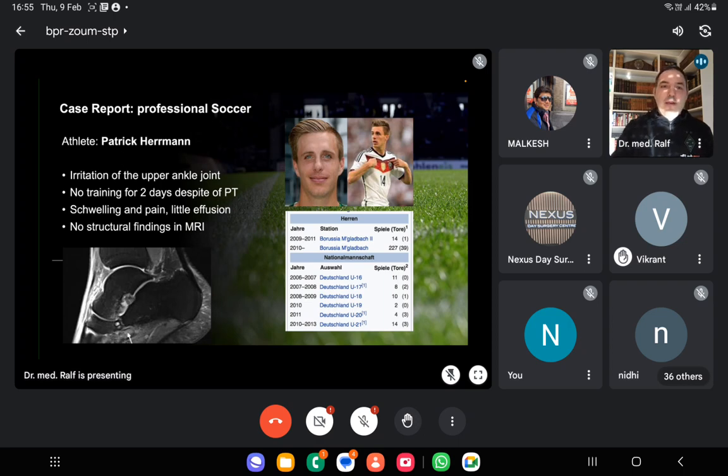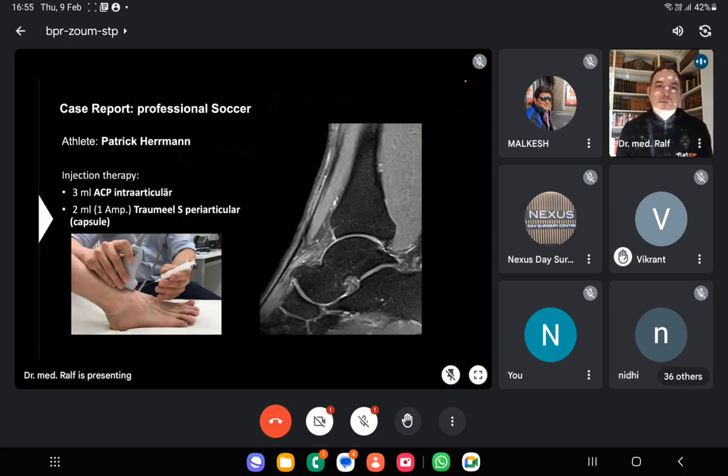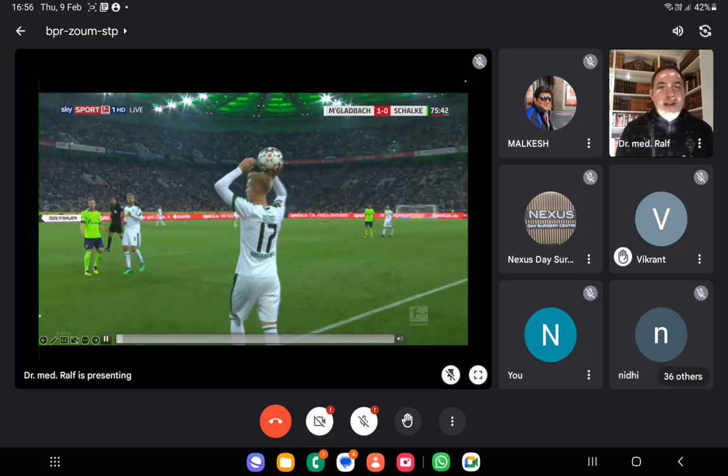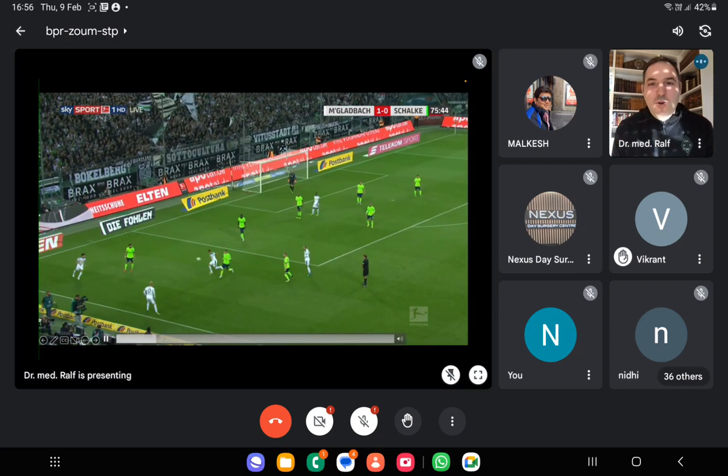So what we did was ultrasonographically guided PRP injection. It was just a one-time shot, 3 milliliters, also combined with Traumeel, but not in the joint, just around the capsule. And so this was 4 days before the game, before the first game. And what I want to show you, he was able to play in this game. And he made the most important goal.